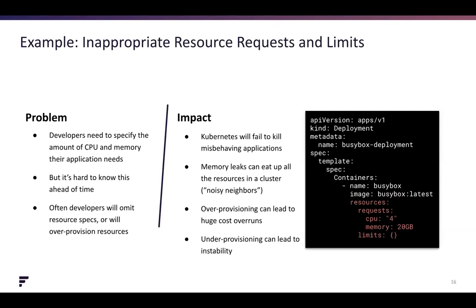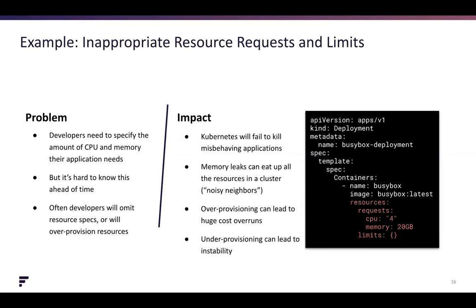Another big issue we see is inappropriate resource requests and limits, or these not being set at all. Again, Kubernetes isn't going to complain if you don't set your CPU and memory settings. It's just going to do its best to make sure your application has the resources it needs. The problem here being, if you don't set any kind of limits, if you have a memory leak or something like that, Kubernetes isn't going to think your application's misbehaving, and it's just going to keep giving it more and more memory. It could starve other applications for memory. It could lead to huge cost overruns, that sort of thing.